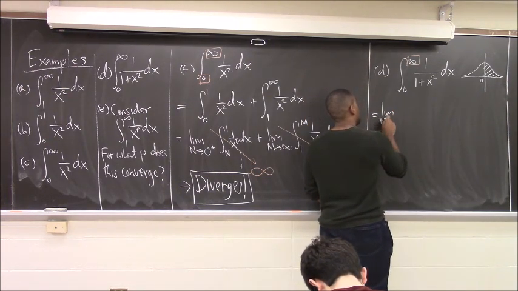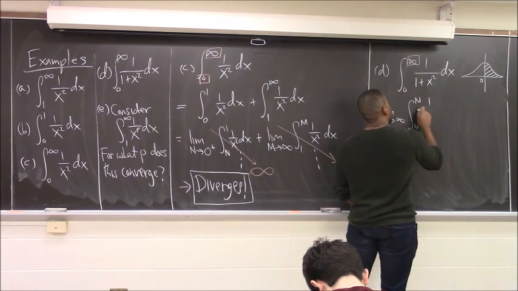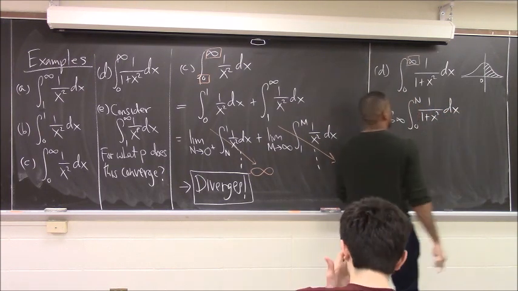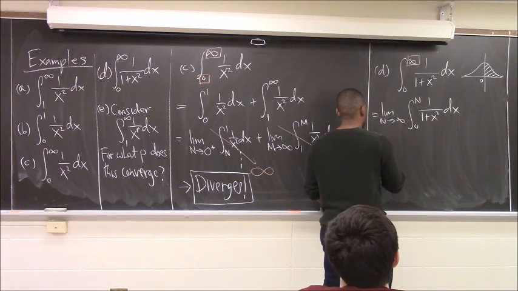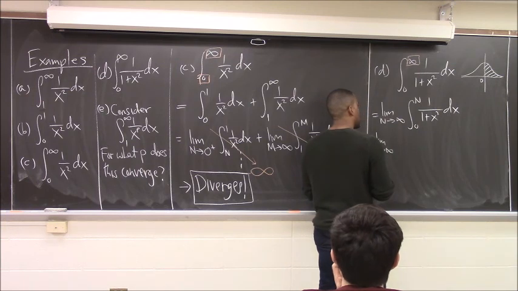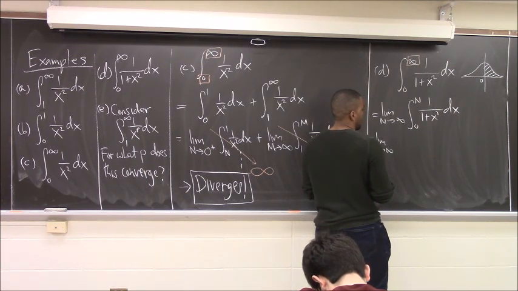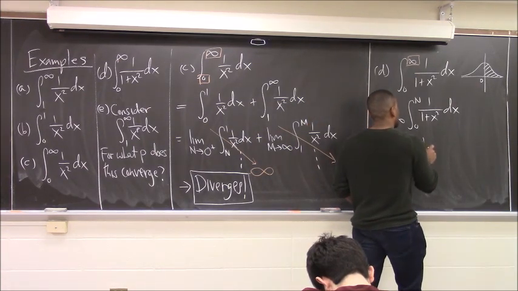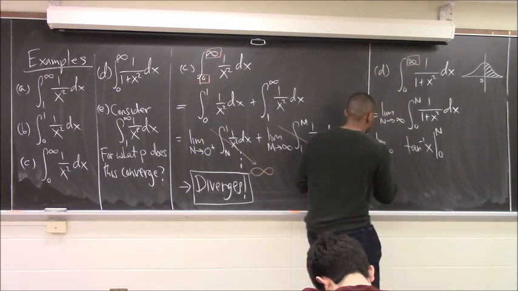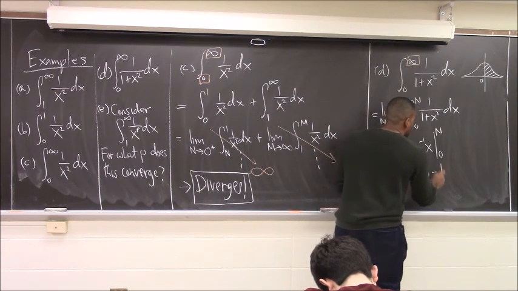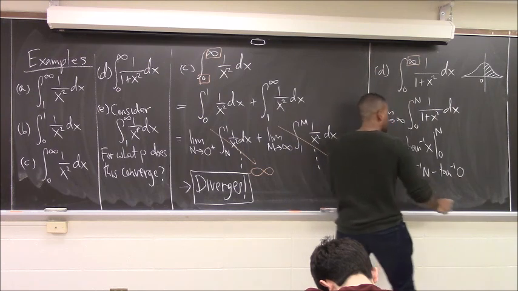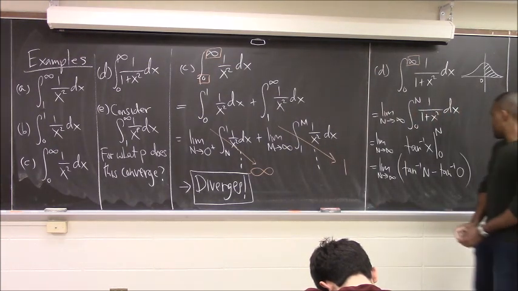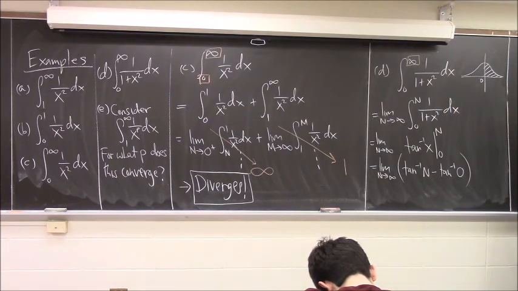So limit as n approaches infinity. Do we know what the integral of 1 over 1 plus x squared is? Yeah, okay. That's arctan, tan inverse. So, plug in the n. Minus plug in the 0. Do we know what arctan of 0 is? So tan inverse of 0.